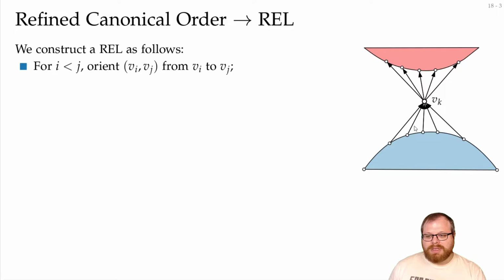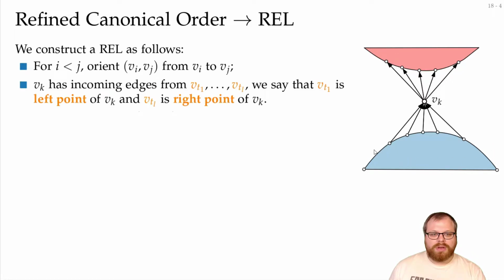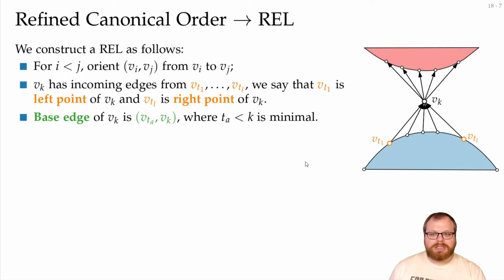v_k has some neighbors here on the contour. The important ones for us are the leftmost one and the rightmost one. This is the left point, v_t1, and this is the right point, v_tl. There's another important one, which is the so-called base edge. So all these neighbors here have some index, and we want to take the vertex with the lowest index. And this describes the base edge of v_k. So everybody else here has a higher index than v_ta.